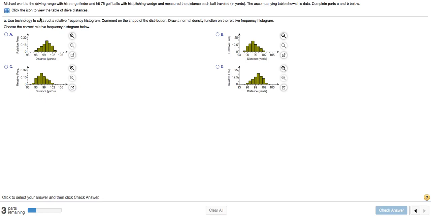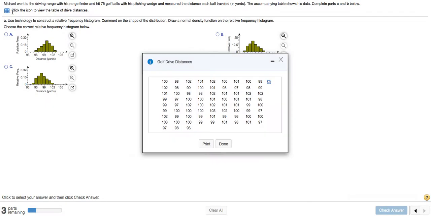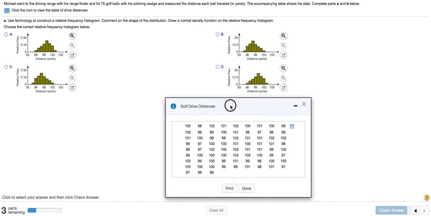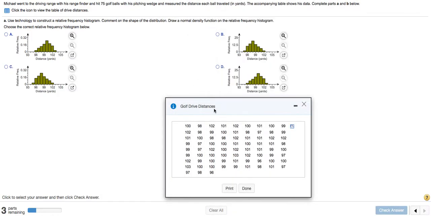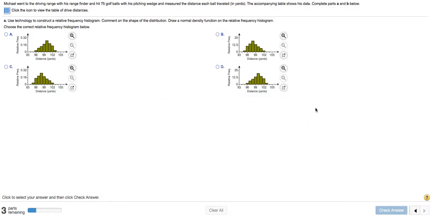For part A, we're asked to construct a relative frequency histogram, and we're going to use technology to do this. So let's open up this table. So here we have the 75 golf balls that were hit and their corresponding distances traveled. I'm going to open this data in StatCrunch. I can close this now, I don't need it.